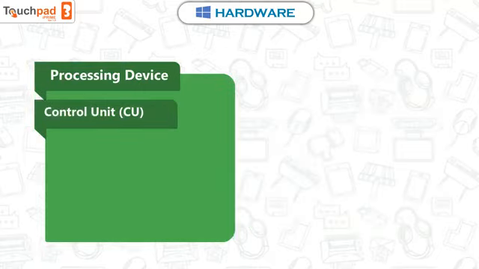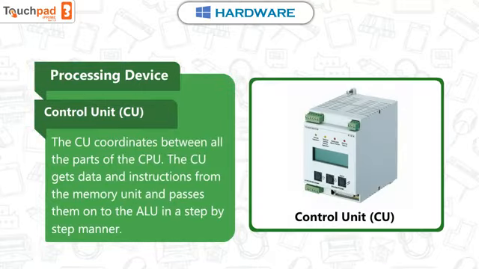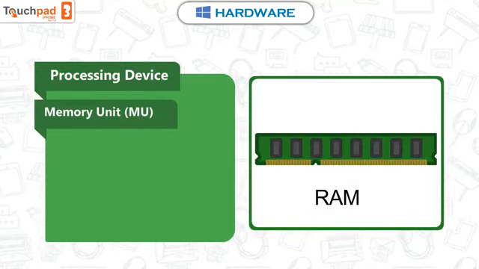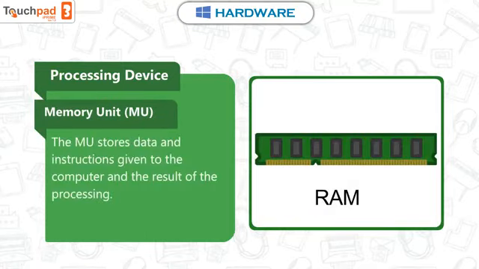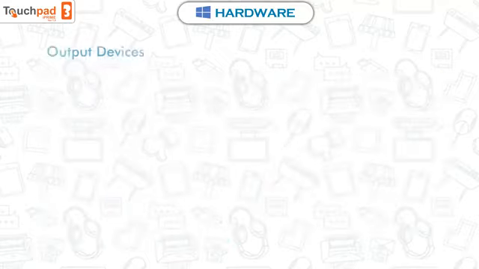Control unit, CU. The CU coordinates between all the parts of the CPU. The CU gets data and instructions from the memory unit and passes them on to the ALU in a step-by-step manner. Memory unit, MU. The MU stores data and instructions given to the computer and the result of the processing.